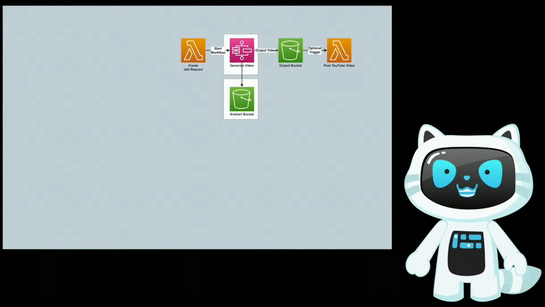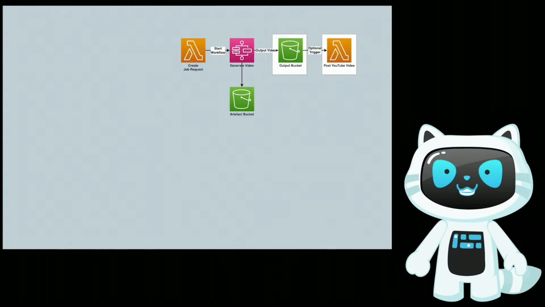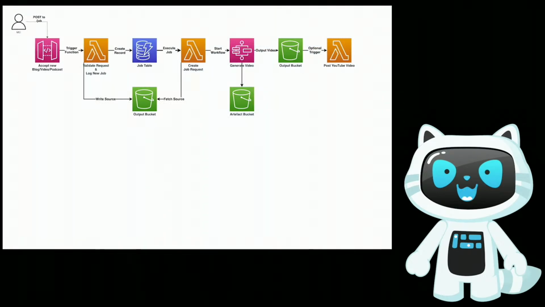Then we have the step function, which takes the inputs and creates our finished product. It uses a separate S3 bucket to store all the generated artifacts it needs along the way. It then writes the video to the output S3 bucket where it can be fetched by the user. Or the upload Lambda function can upload the video to YouTube for us automatically. And as far as the bulk of the application is concerned, that's it.